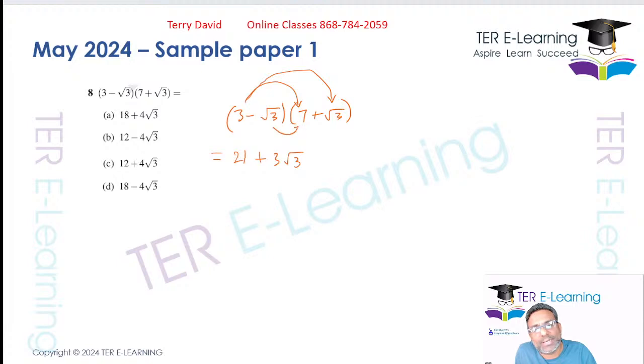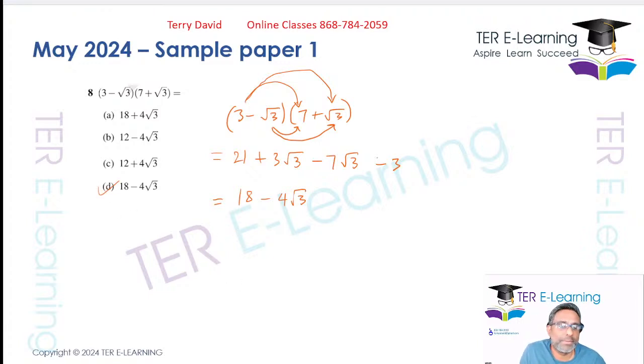Then we're going to take this and multiply by this. That's going to give me minus 7 root 3. And then we have to take root 3 multiplied by root 3. When you multiply two roots in this case, your answer is simply going to be negative 3. That's correct? Yeah. Then we're going to simplify this a little bit here. So 21 minus 3 will give me 18, and then I have 3 root 3 minus 7 root 3. That's going to be minus 4 root 3. So therefore the answer is going to be D.